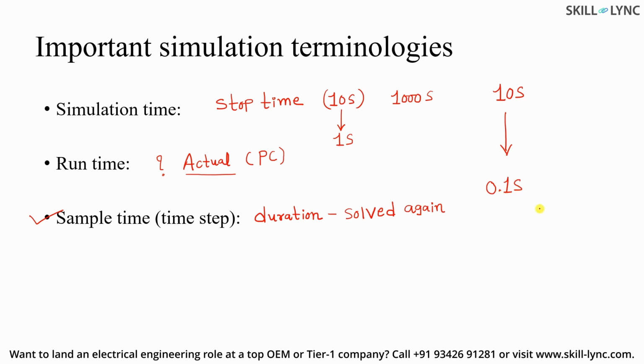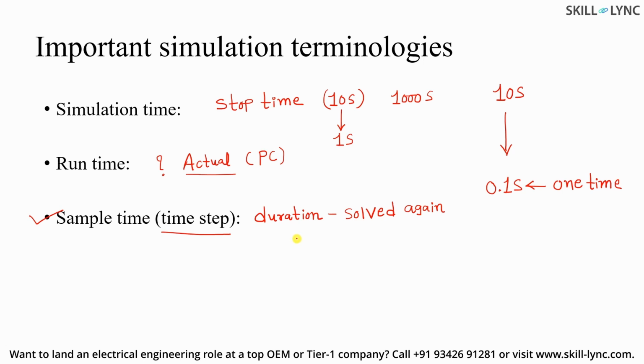Now every 0.1 second in the simulation, your model is going to be solved, all those equations are going to be solved again. So within 0.1 second your model is going to be solved one time. How much time you are allowing your simulator to solve all the equations of your model is going to determine the sampling time or time step. So we are going to see this very important parameter, what is going to be the time step, right?